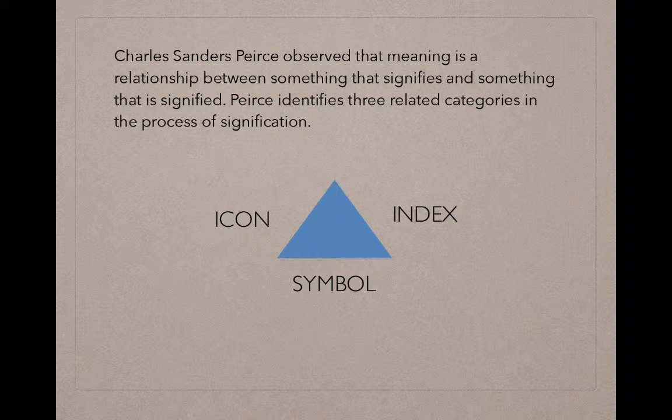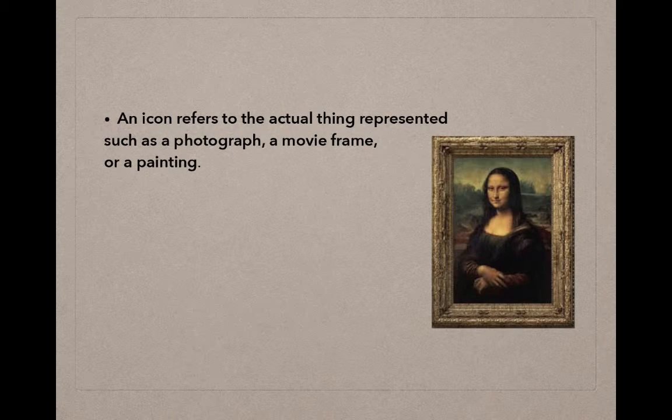So Peirce came up with this idea that there's three elements, or three working parts, to this process of understanding the meaning of messages, or visual messages. And he talks about it in terms of the triad. And the triad is the icon, the index, and the symbol. And then we'll discuss that really quickly.